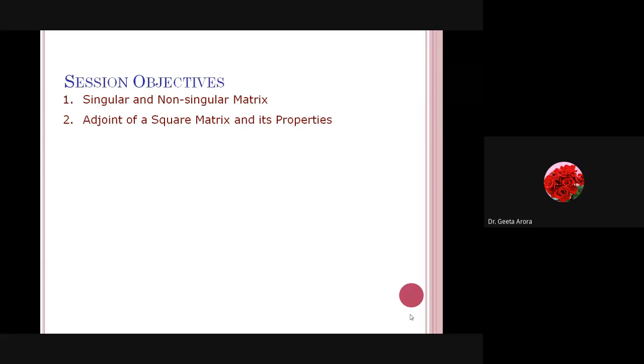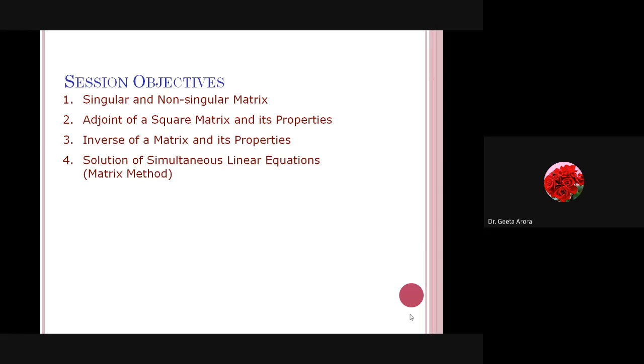Third part of the matrices and determinants. We have learned the singular and non-singular matrices, the adjoint of a square matrix and its properties, how to find the inverse of a matrix, and its related properties. And today we are going to end the session. We are going to wind up the whole course and this unit by looking at the solution of simultaneous linear equations. So this is our last topic.